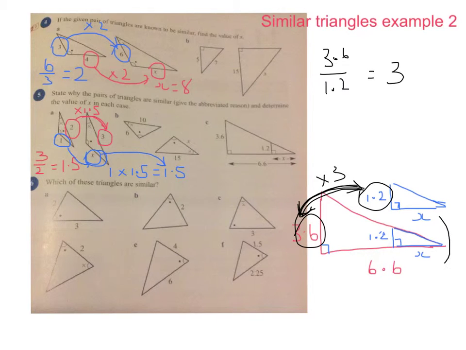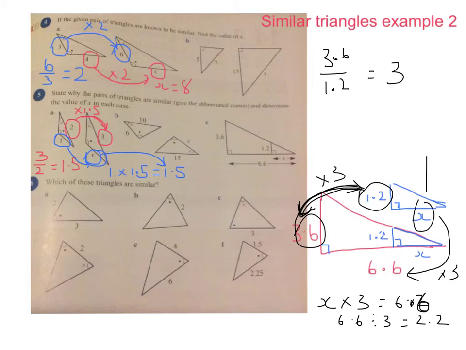So something to get 6.6 has to be times 3. So x times 3 equals 6.6. What can that be? The other way to work it out is 6.6 divided by 3, and that's going to equal 2.2. So my x equals 2.2. Gee, it looks a mess, doesn't it? But hopefully it makes sense.